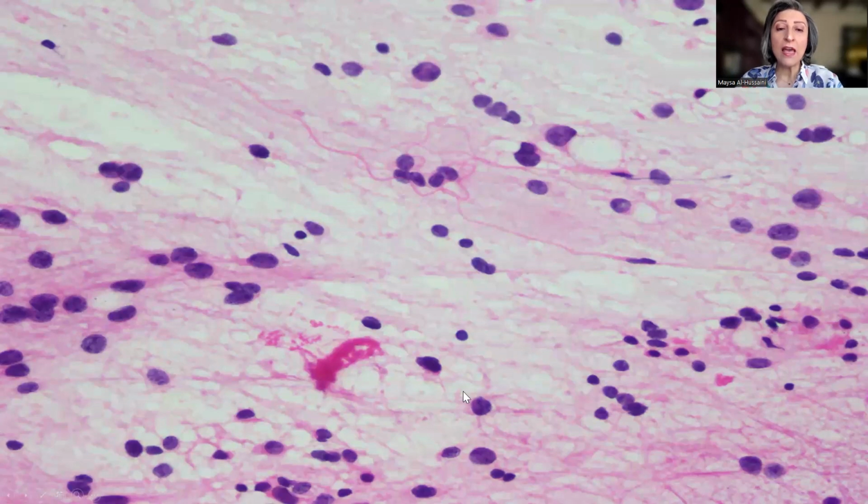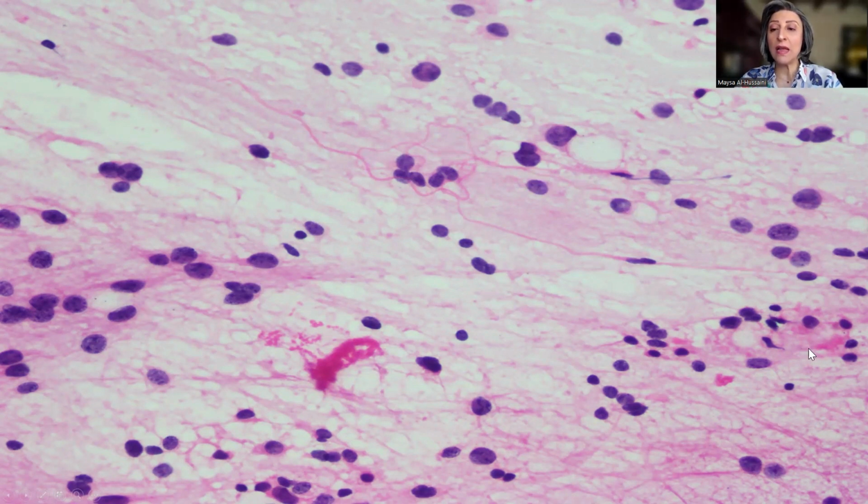Now, other areas show this Rosenthal fiber, and yes, on smear preparations, Rosenthal fibers can be identified if you pay enough attention and look for it specifically. And then we have this beautiful, this one and this one, piloid cells with elongated hairy processes, and piloid means hair. So these are the typical cells that we see with pilocytic astrocytoma. And these cells in the background are also part of the tumor.